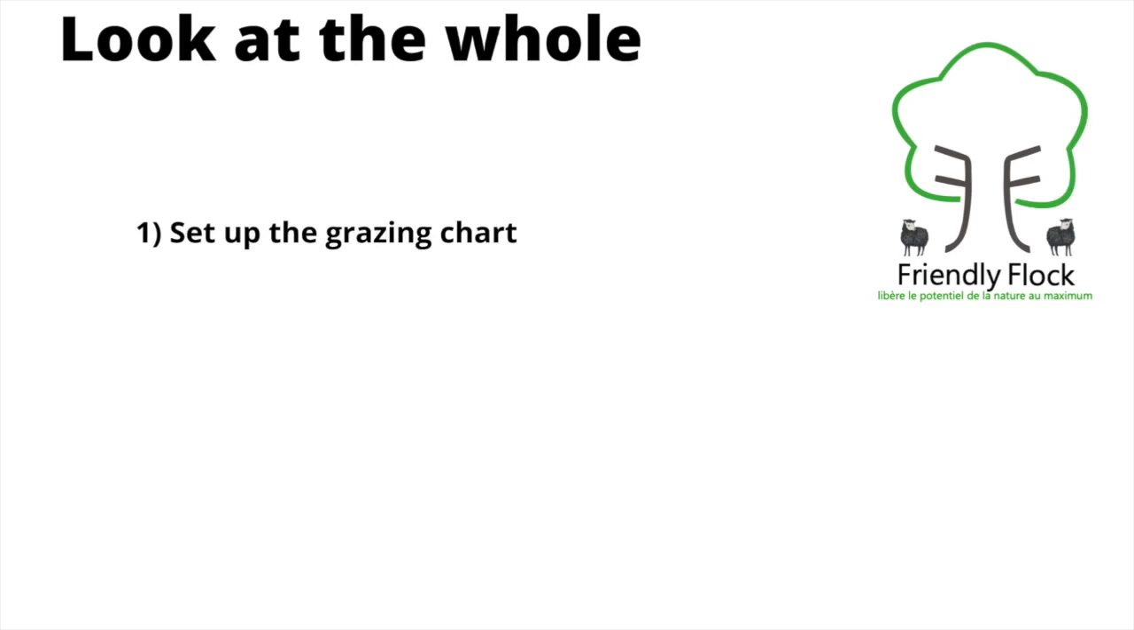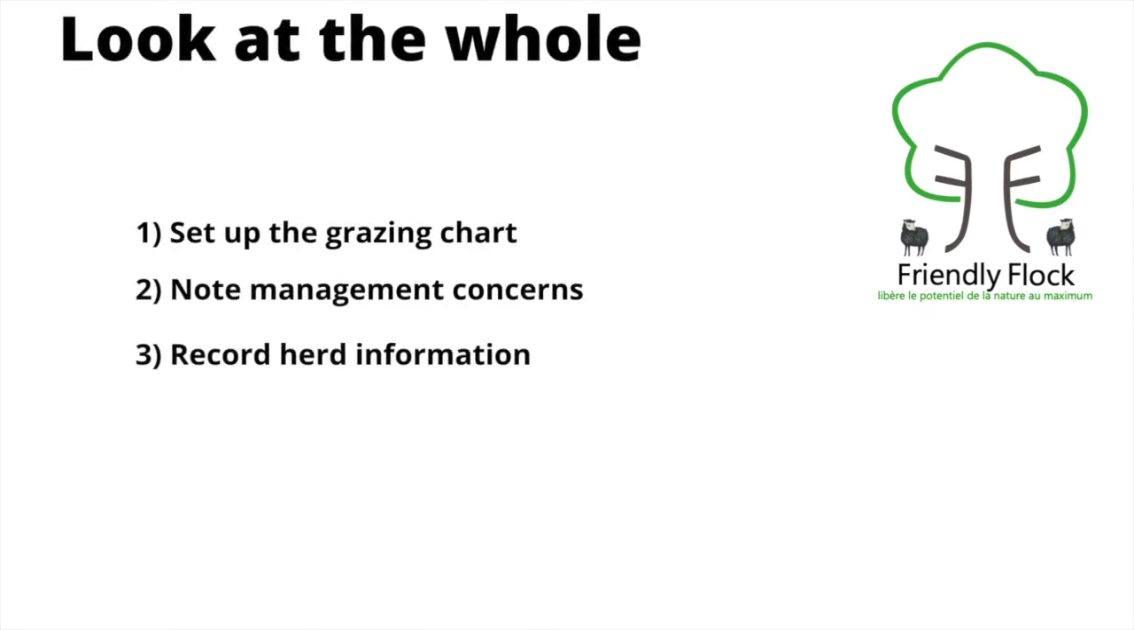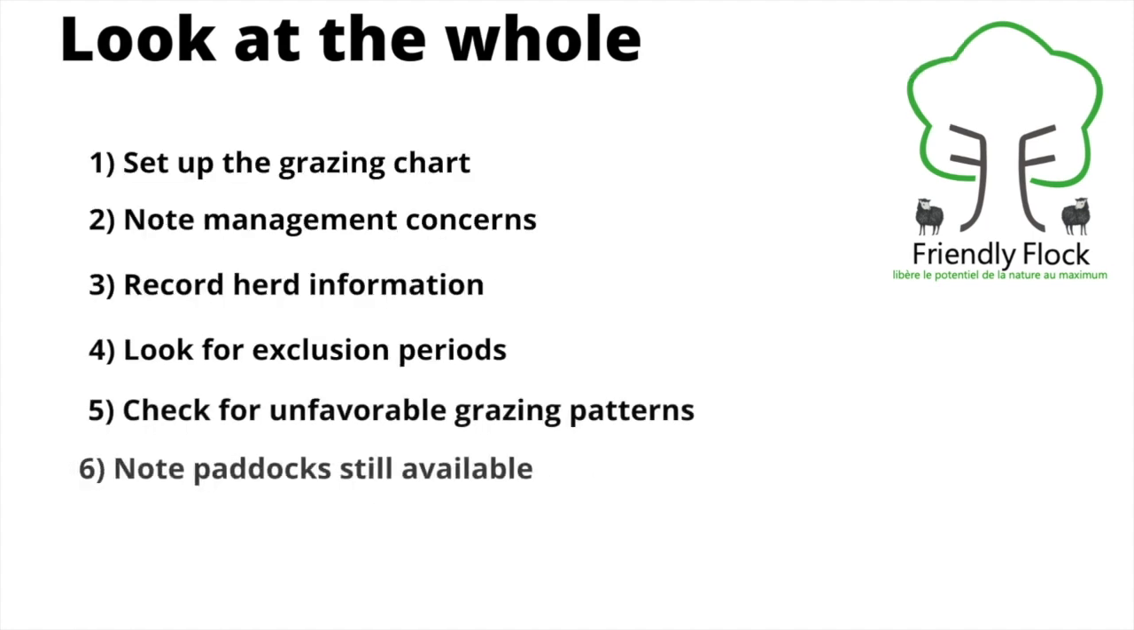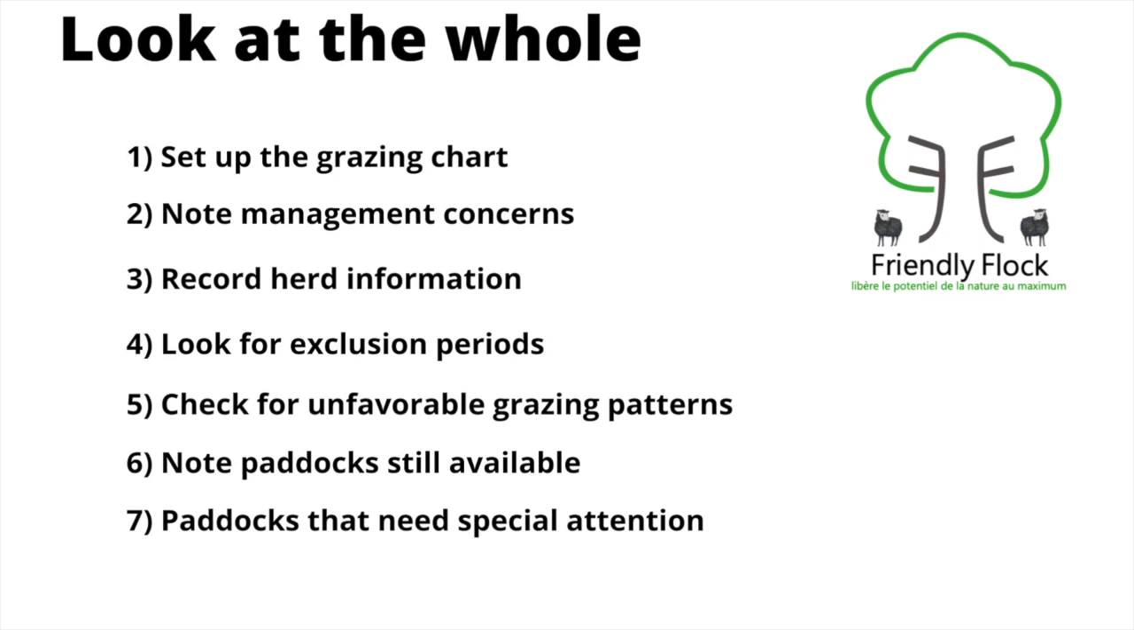What we will cover. First, set up the grazing chart. Second, note management concerns. Third, record herd information. Fourth, look for exclusion periods. Fifth, we will check for unfavorable grazing patterns. Sixth, note paddocks that are still available. And last, paddocks that need special attention.